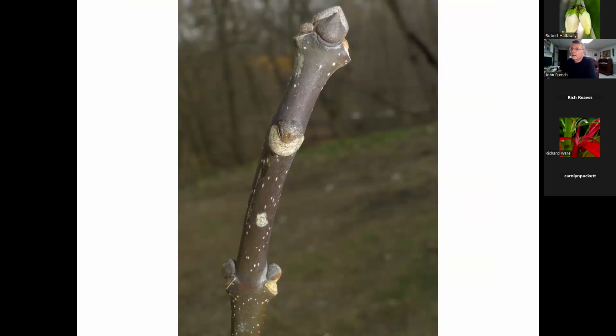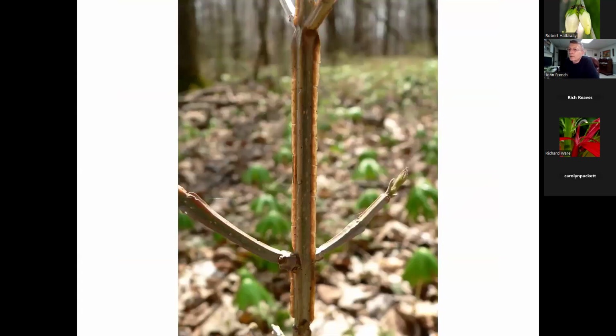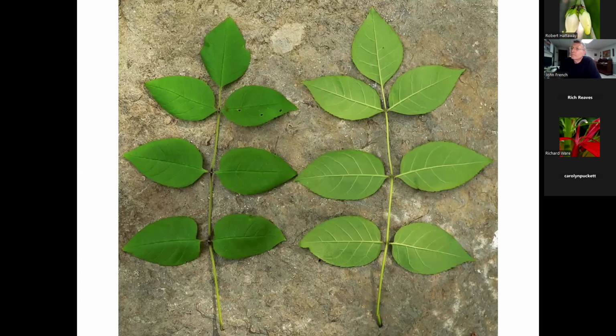Are the leaves palmate or are they pinnate? Wait a minute. Oh, they're pinnate, feather-like. Compound. Feather-like. Pinnate means feather-like. That's what it is. Pinnately compound. That's what that leaf is.